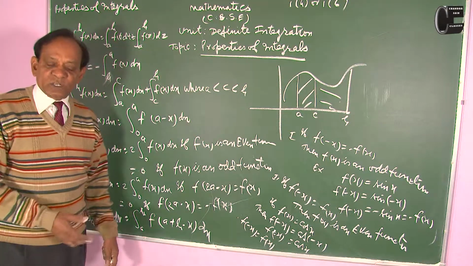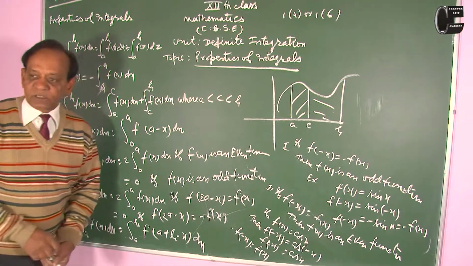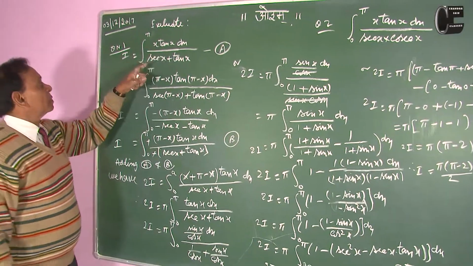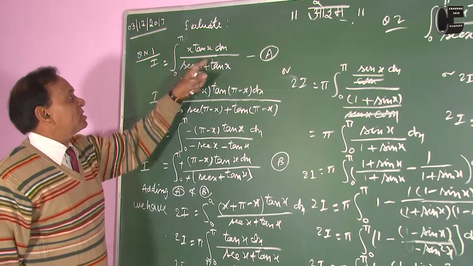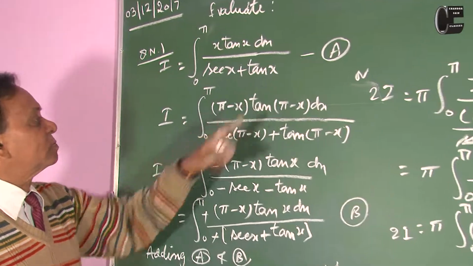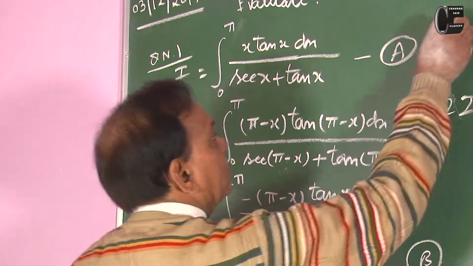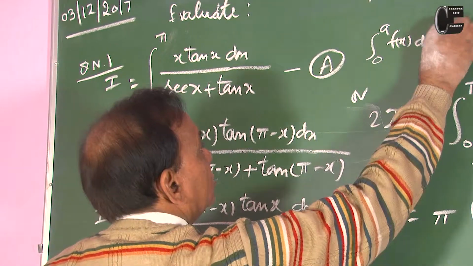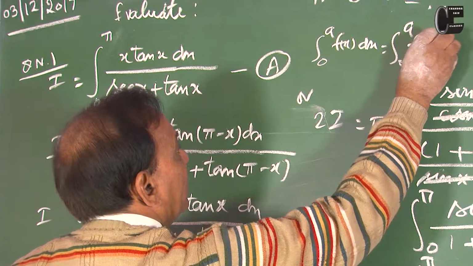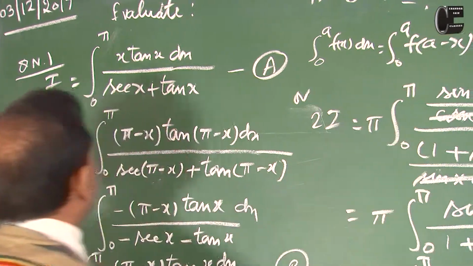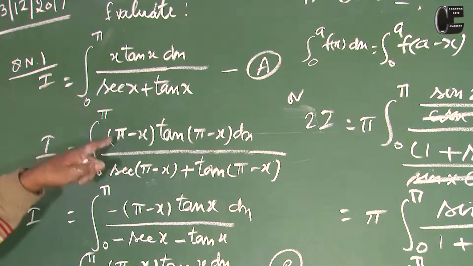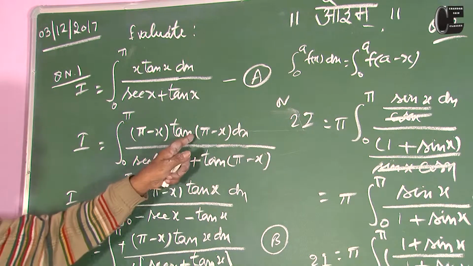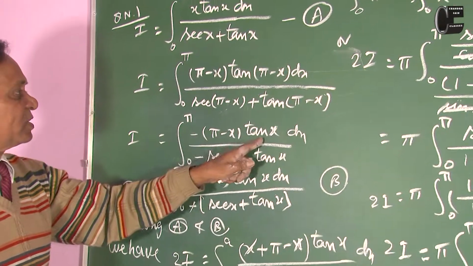Now we are taking some questions based on these theorems. We are taking this question: integral 0 to pi of x tan x dx divided by sec x plus tan x. Applying fourth property: integral 0 to a of f(x) dx equal to integral 0 to a of f(a minus x). In place of x, put pi minus x. We know that tan(pi minus x) equals minus tan x.